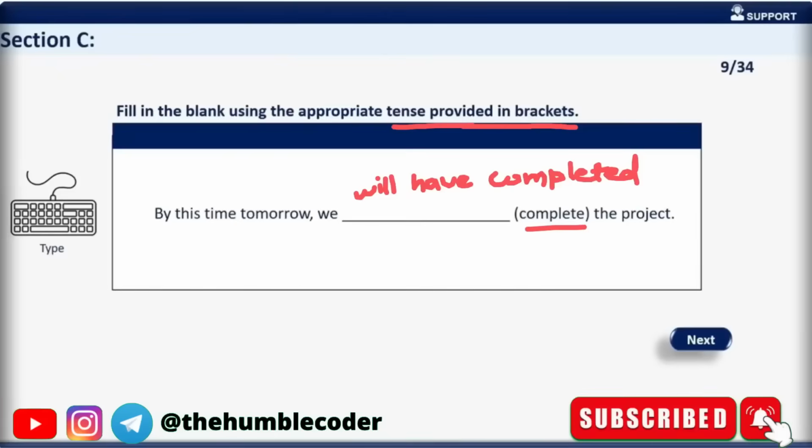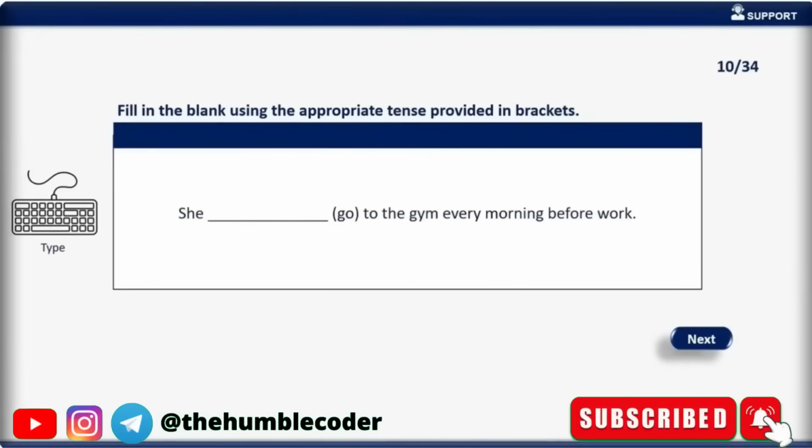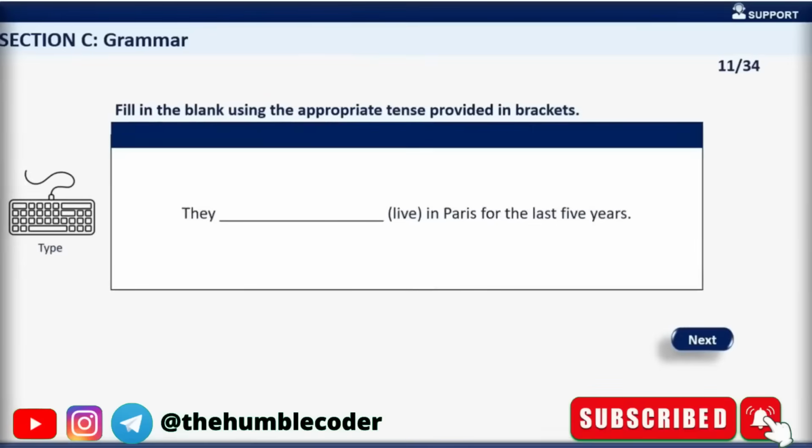Okay. Moving on to the next question. She dash to the gym every morning before work. So the correct answer in this case is going to be she goes to the gym every morning before work. Let's move on to the next question now. They dash in Paris for the last 5 years. So we have the word live and we have to use the correct tense of it. So in this case, the correct answer will be they have been living. Okay. They have been living in Paris for last 5 years.